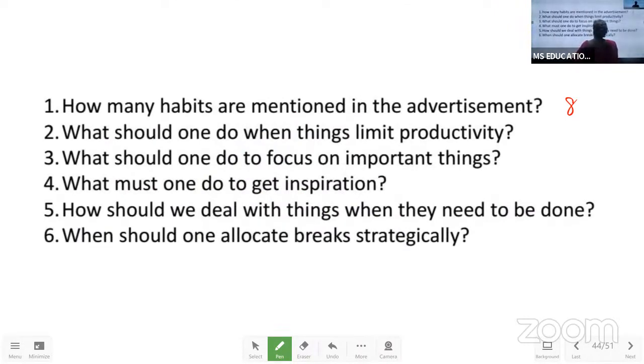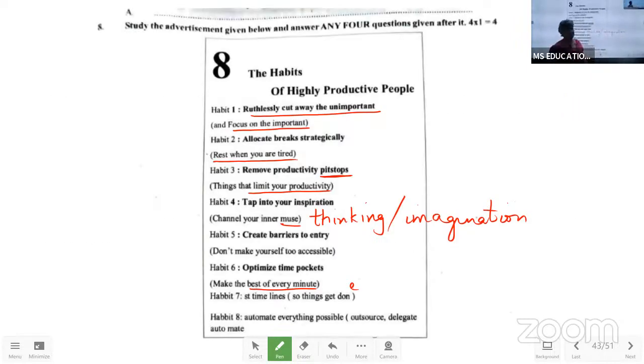When should one allocate breaks strategically? When you are tired. When you are tired, your brain is tired, nothing works. Even when you try to push yourself, you will not get the work done properly as you want. So at that time, rest. There's no harm in taking breaks in between, because this will help you. Once you take a short break, you will be more energetic and you can focus well on your next step.